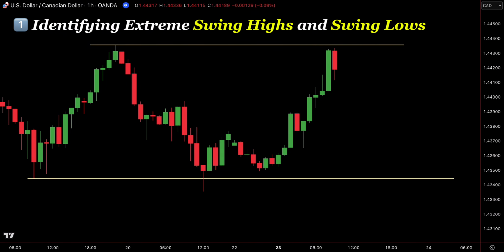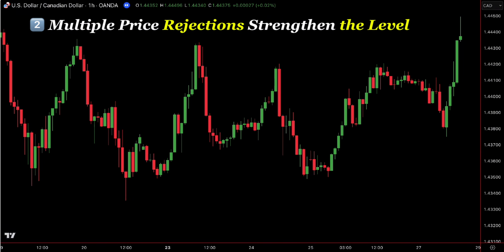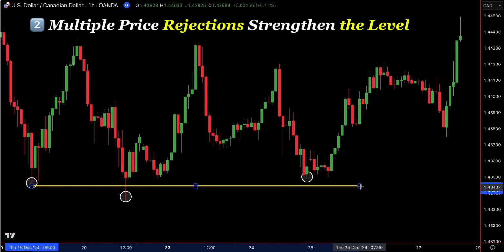These levels are only reference points. We wait for price action confirmation before making any decisions. Multiple price rejections strengthen the level. A single touch means nothing. What matters is how many times price reacts to the same area.